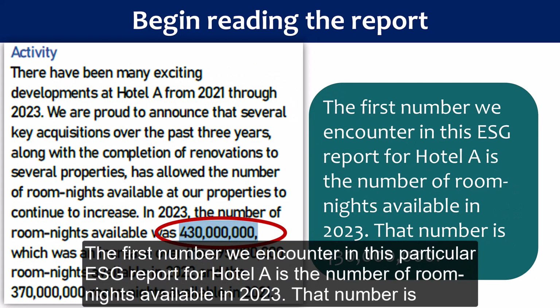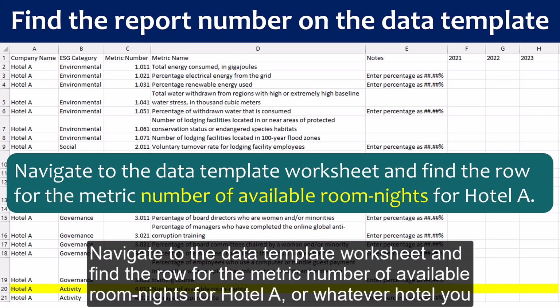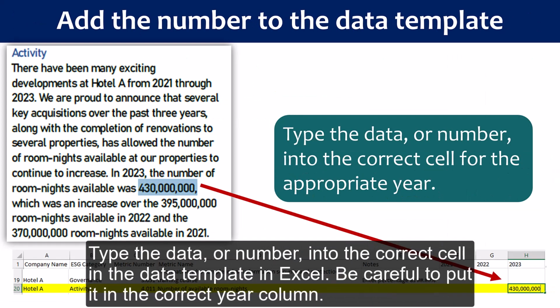The first number we encounter in this particular ESG report for Hotel A is the number of room nights available in 2023. That number is 430 million. Navigate to the data template worksheet and find the row for the metric number of available room nights for Hotel A, or whatever hotel or organization you are analyzing. Type the data or number into the correct cell in the data template in Excel. Be careful to put it in the correct year column.